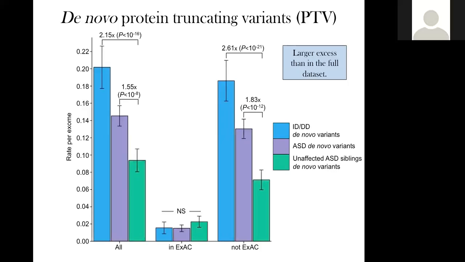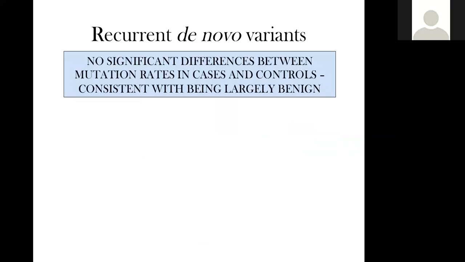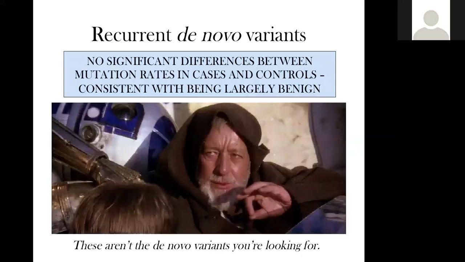And in fact, not only is it the same, but it's actually stronger than what we've had before. So this is basically the fact that these de novo variants that are present in ExAC, we don't see any difference between their rate in cases and controls, and so this is consistent with the class of variation that's largely benign. And so in the words of Obi-Wan Kenobi from Star Wars, these aren't the de novo variants you're looking for.